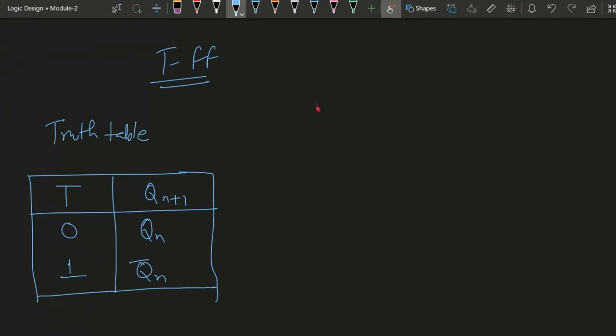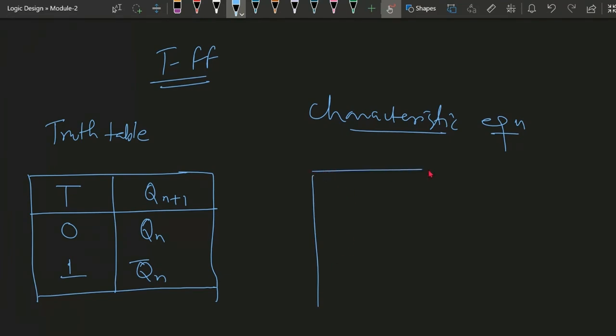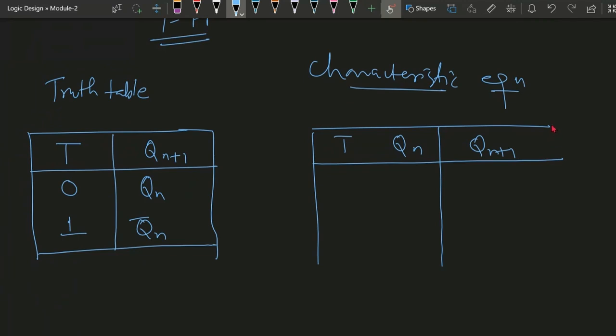So if this is the case, we need to draw the characteristic table. The characteristic table gives the relation between the inputs, first of all the input T, and then Qn, which is the current state and so is part of the input, and the output will be Qn plus 1. Two inputs are there, so the possible combinations are 00, 01, 10, 11. When T is equal to 0, whatever the Qn value is, the same will be the Qn plus 1, so it will be holding the same value.